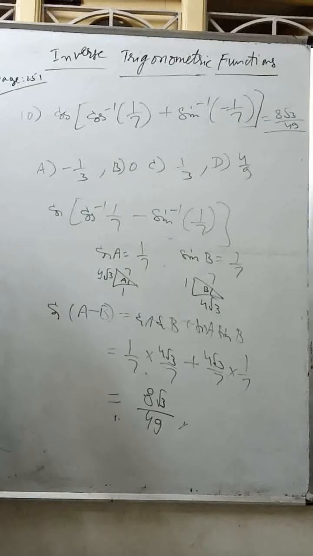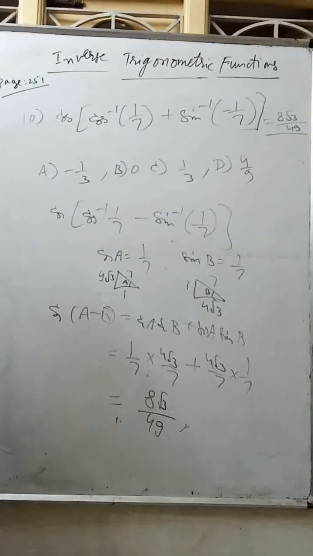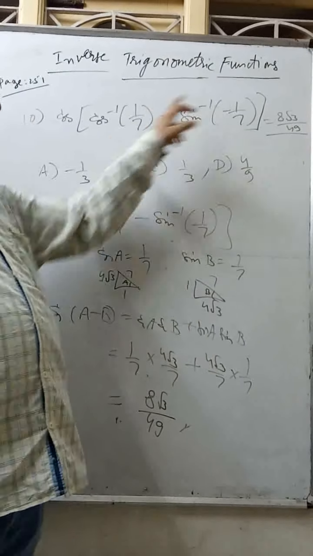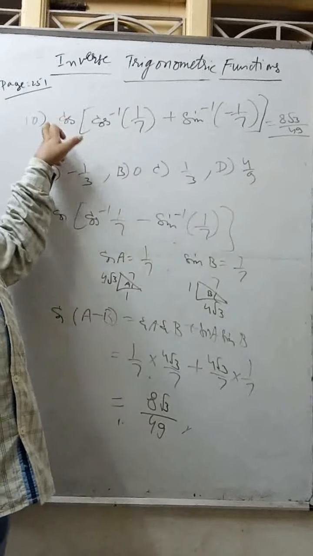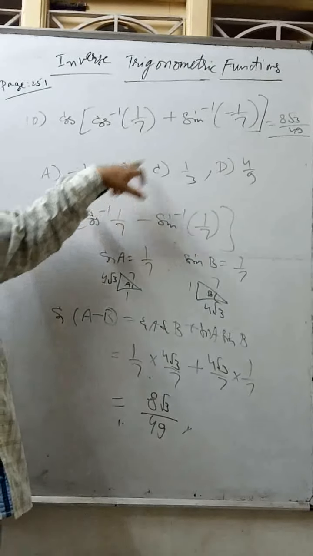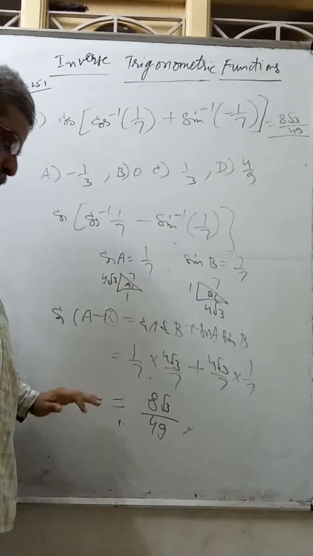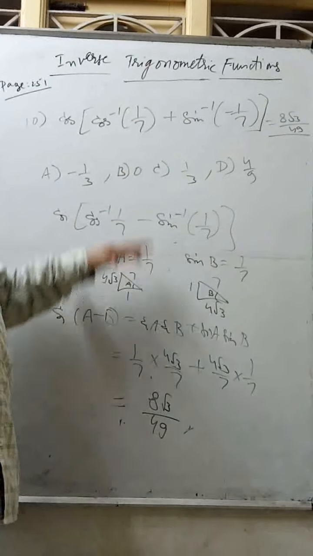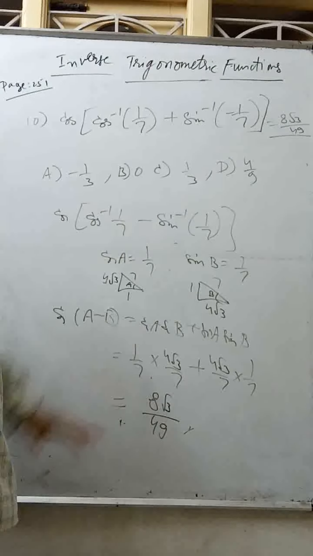To get the answer, actually this should be plus 1 by 7. That is what I want to clarify. If it is plus 1 by 7, then sin inverse x plus cos inverse x is pi by 2, and cos pi by 2 is 0. So your answer should be 0. So this is a printing mistake, the minus. I left the printing mistake only because you should understand this difference. If this is not minus 1 by 7, then your answer must be B.